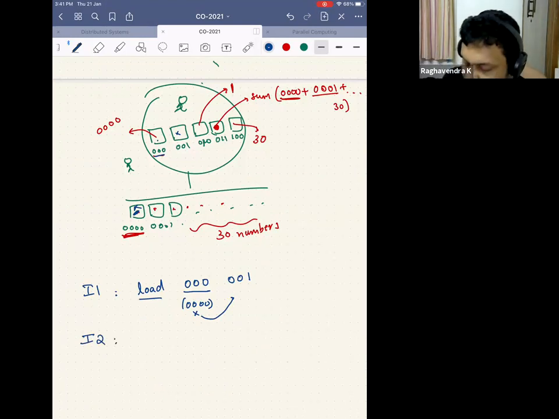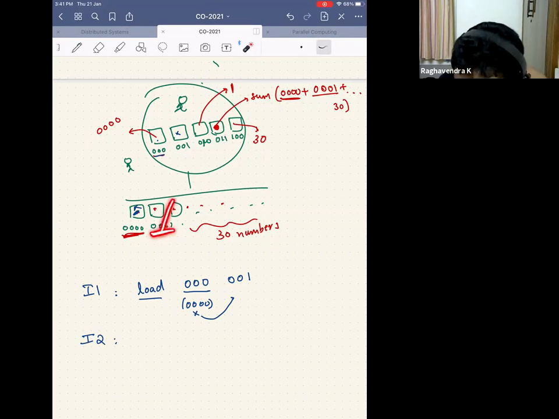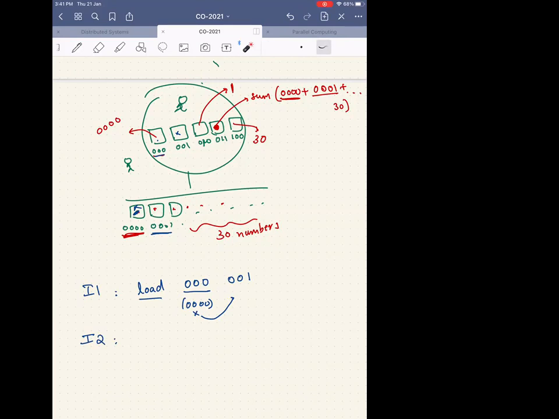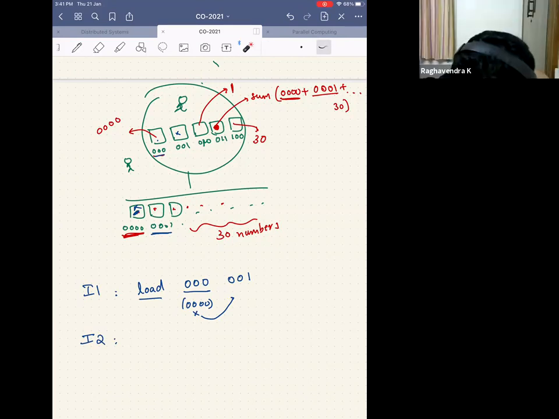I loaded that. Now what do I do? I want to load this value to some register and then add it. So maybe I will load this value here and add whatever was stored here and store it back here. Does that work? Right. It works. So now what do I write there? Can I just write load?